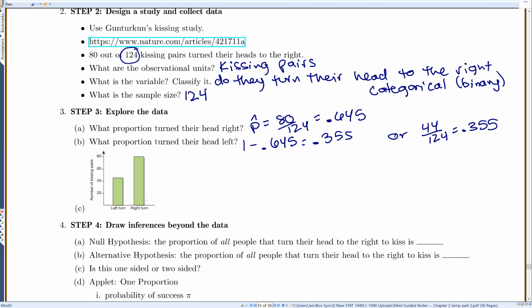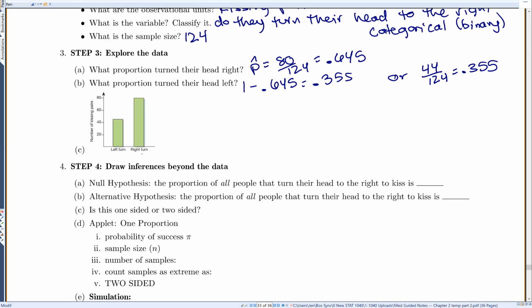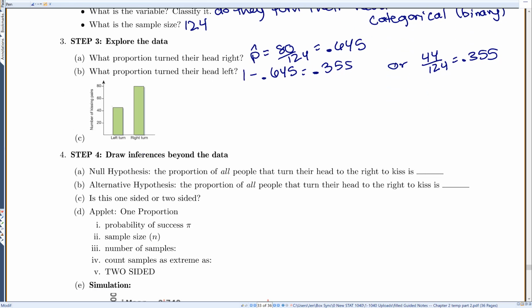Okay, and you can see when we're exploring the data, we always like to find some kind of visual summary, some kind of graph. So we do a bar graph. So there were 44 that turned their head left, 80 that turned their head right. Okay, let's see. Now, step 4 is draw inferences beyond the data. This is when we actually do all of our tests, all of our 3S strategy, do the hypothesis test. We often write the hypotheses back in step 2. The hypotheses can be back in step 2, or we can write them here. It just depends on when you remember to write them down.